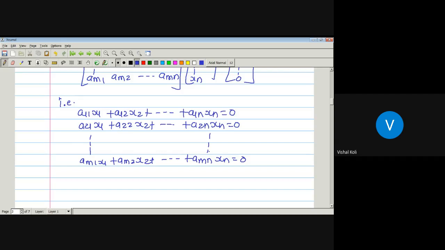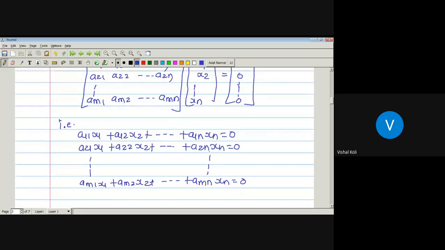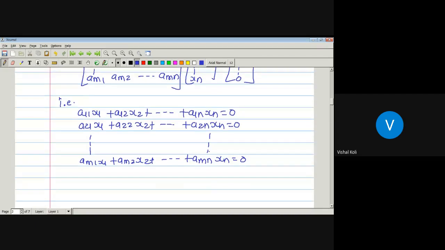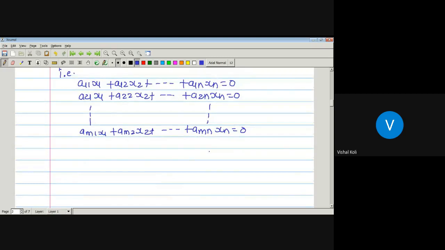Okay, so these are the homogeneous system of linear equations, since here the right hand side must be equal to 0 in all the m linear equations. Now we have to see the solution of this system of homogeneous linear equations. Actually, we already know what the solution of a given system of linear equations is.